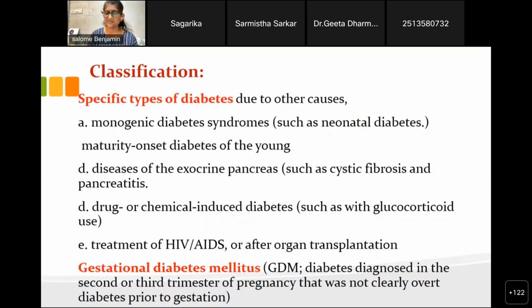And then there is GDM. We all know it's diagnosed during the second or third trimester of pregnancy, and is not clearly overt diabetes prior to gestation. If it is already diabetes and pregnancy, that is different, but GDM develops in the second or third trimester of pregnancy. Next, please.